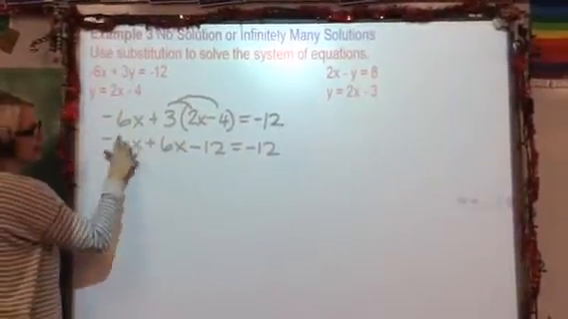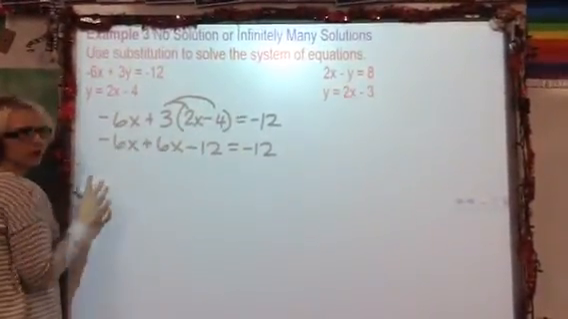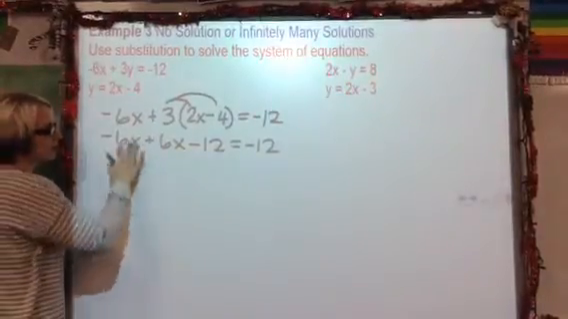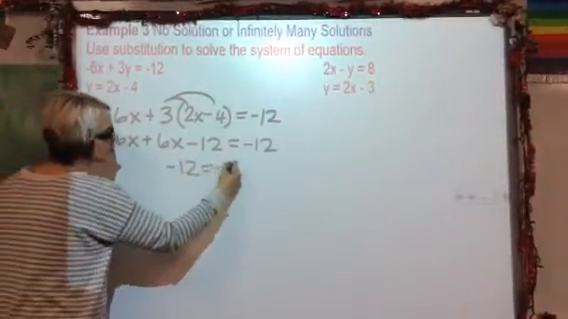Now look what's going to happen here. These x's are going to go away because I'm down 6, then I go up 6. So I'm left with negative 12 equals negative 12.